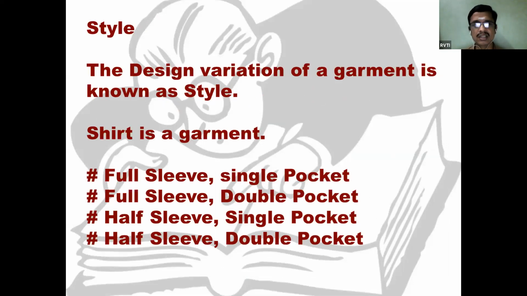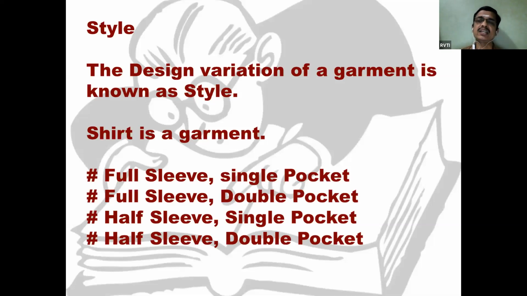For example, a shirt is a garment. In a shirt, full sleeve single pocket is one style. Full sleeve double pocket is one style. Full sleeve single pocket with flap, full sleeve double pocket without flap, half sleeve single pocket, half sleeve double pocket. These are design variations, and each design variation is known as a style. From one garment, a shirt, we can derive a lot of styles, a lot of design variations. So this is known as style.